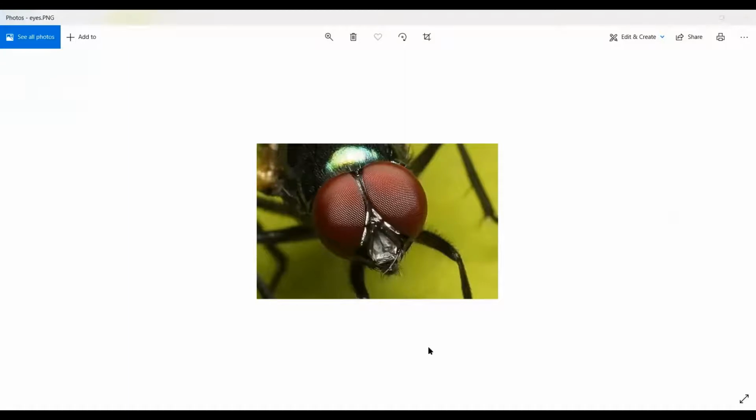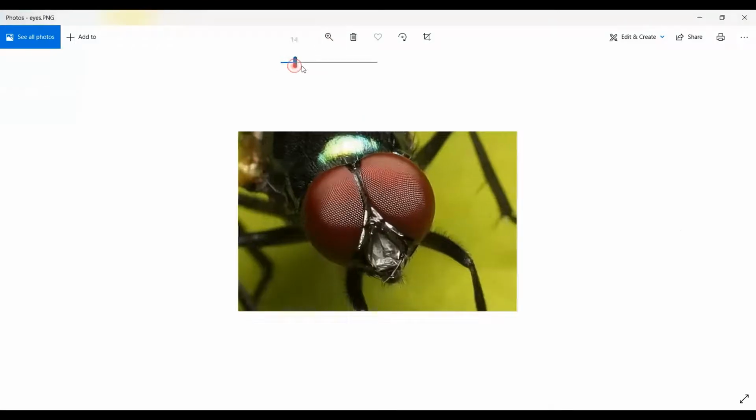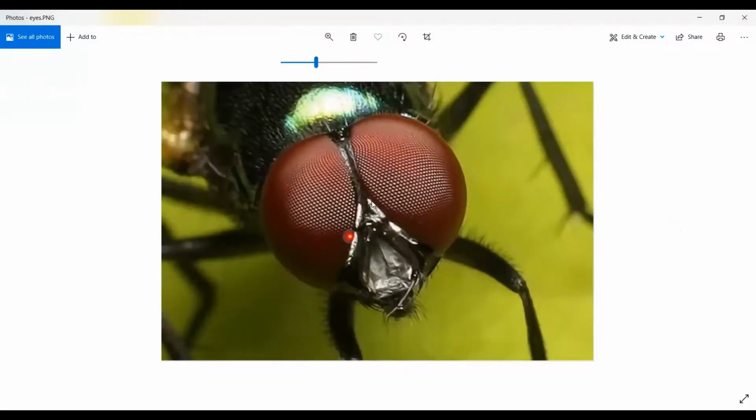This is a compound eye. Look at these dots, they are just lenses. Yes, look here. Many lenses in order to allow this invertebrate to have a wide range of vision. So let me return back.